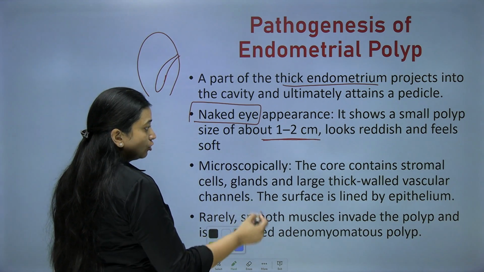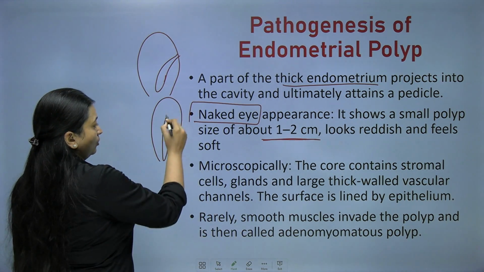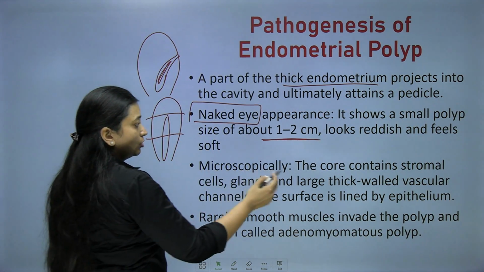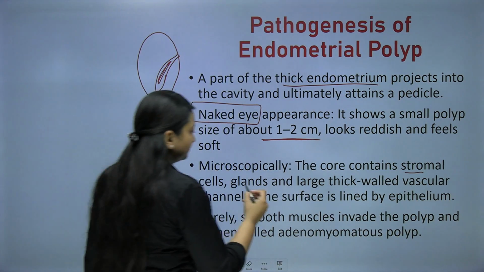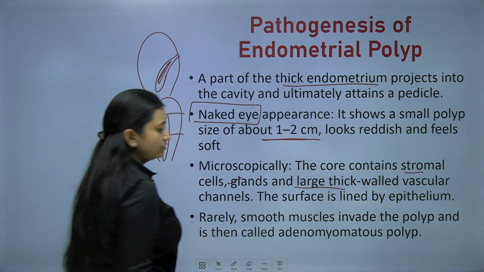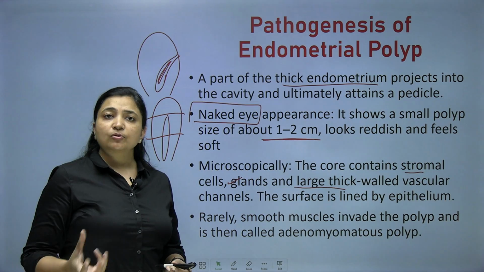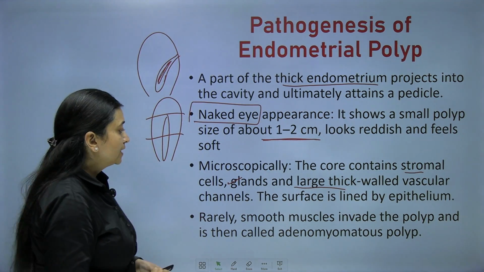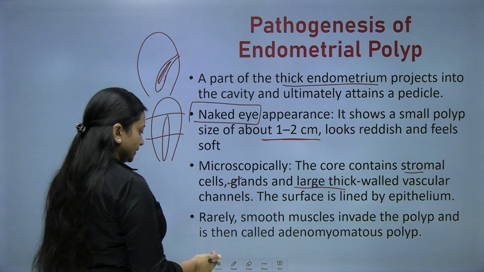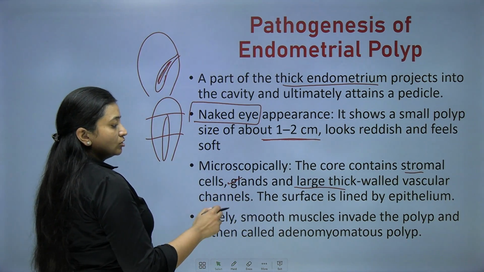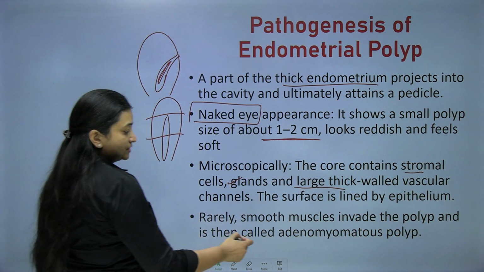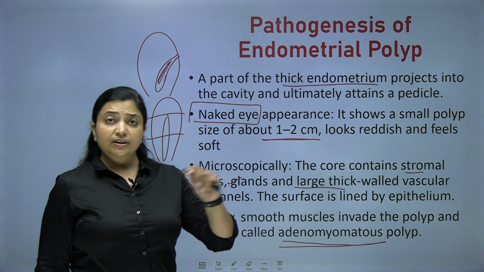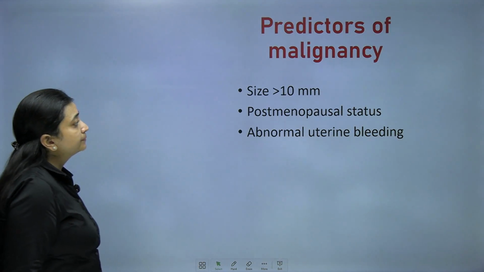Microscopically, what is there? The core, this portion of the polyp. Right now we are not talking about the uterus. If we talk about the core of the polyp, it contains stromal cells, glands and large thick-walled vascular channels. Basically, it is part of the proliferative endometrium which becomes more and more proliferative and that takes the form of a polyp. The surface is lined by epithelium and rarely smooth muscles also invade the polyp and then it becomes an adenomyomatous polyp. So, rarely we also find adenomyomatous polyp where there is smooth muscle inside.